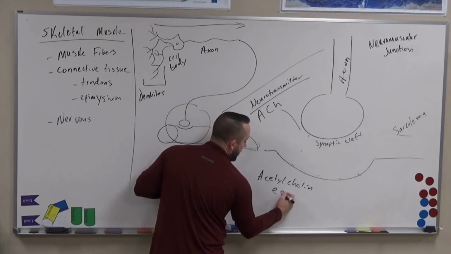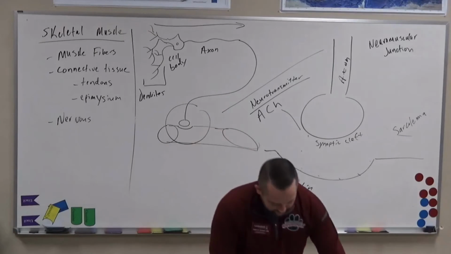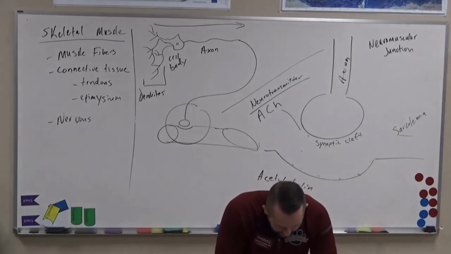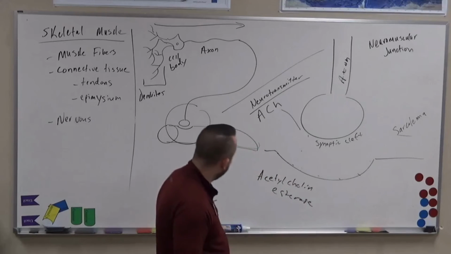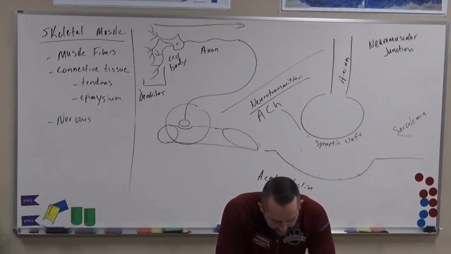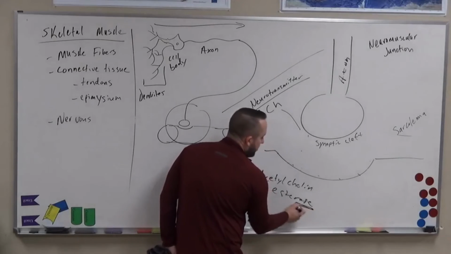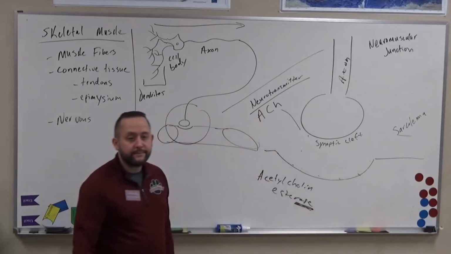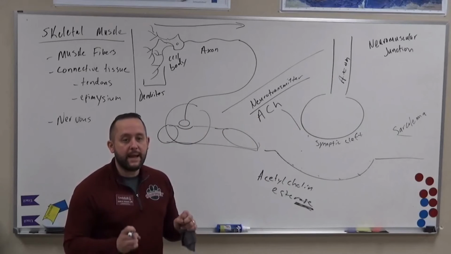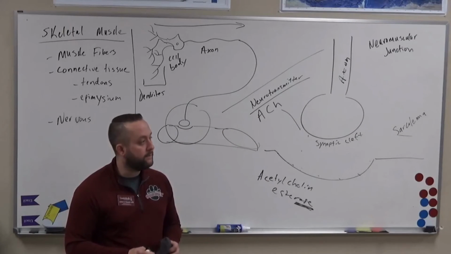acetylcholinesterase. It's right here on page 133. See, I can spell the hard words. And that's an enzyme, and we know it's an enzyme because it ends with that little suffix, ase. Anytime you see something that ends in ase, you can pretty much always bet that it's an enzyme. It's going to be breaking something down.